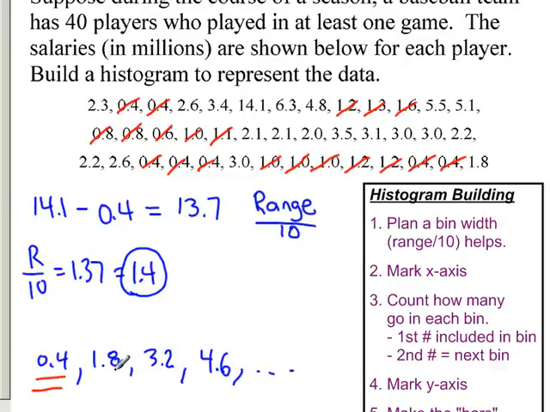We do not include the right side when we're counting how many things go in our bins or our bars or classes. So again, we had 2, 4, 5, 6, 7, 8, 9, 10, 11, 12, 13, 14, 15, 16, 17, 18, 19, 20. There are 20 data points that fall in that category.